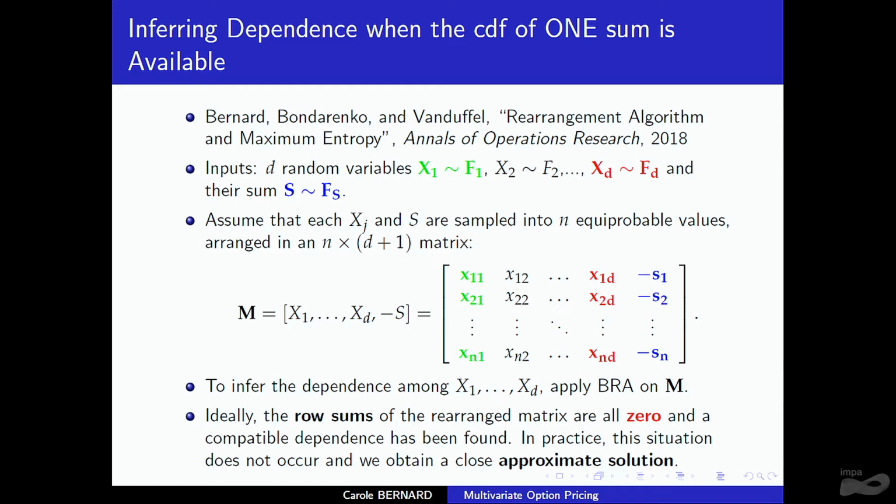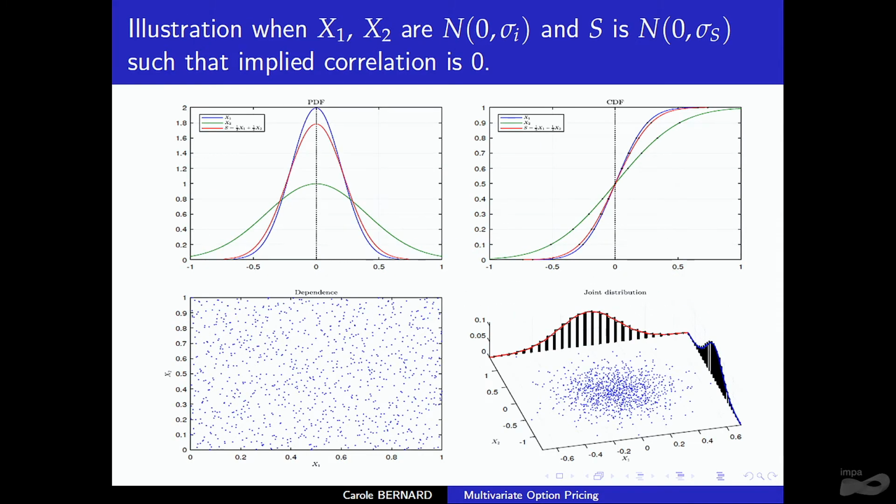So you start from one situation, you apply the block RA, and then what you get is that the columns are going to rearrange themselves using the rearrangement algorithm. And when you extract the dependence, it's actually independence. Not surprising, because the implied correlation is 0, and actually independence is a possible dependence that would explain such a situation. And so that's the joint distribution that you get on the normal scale.